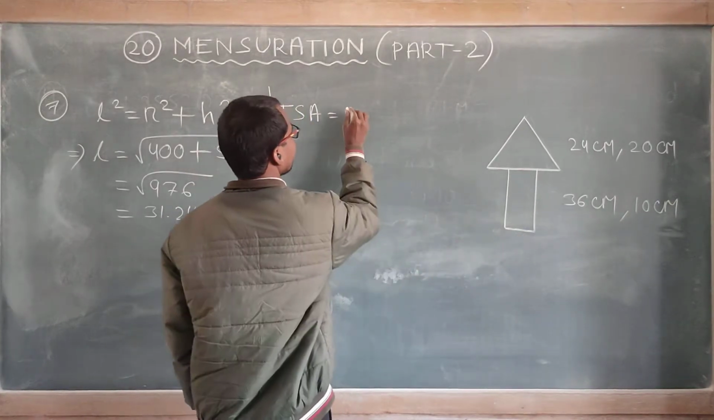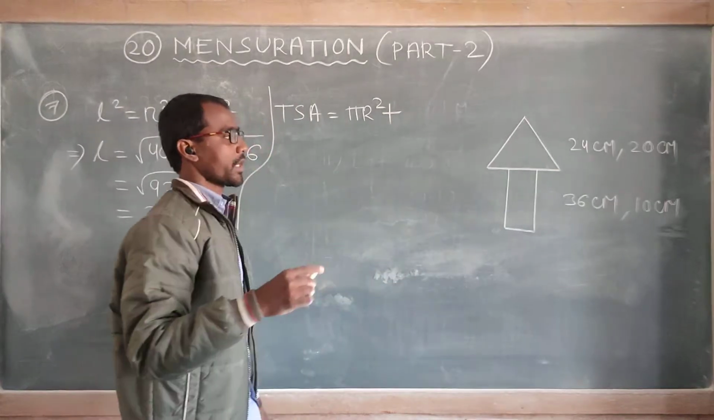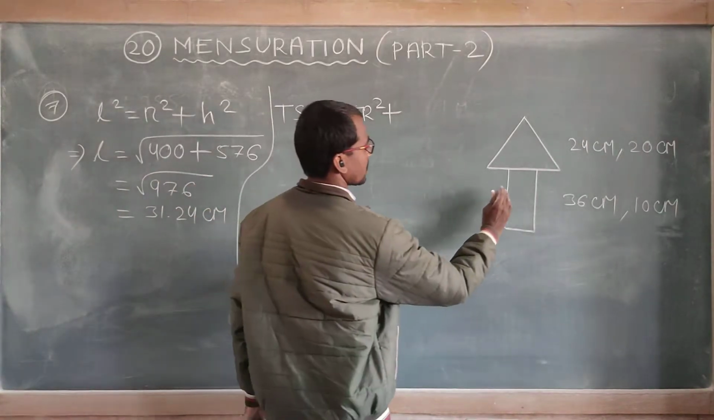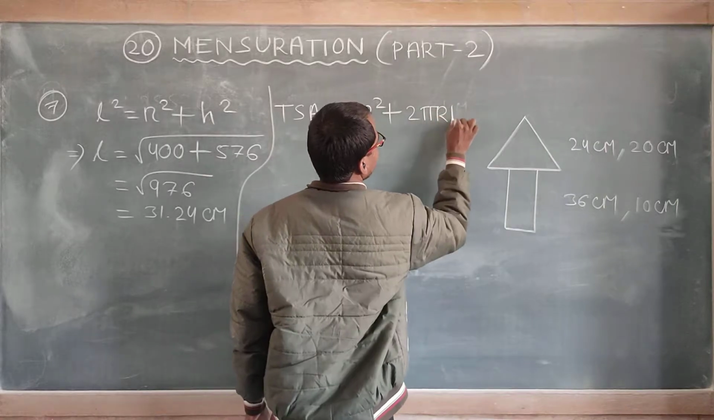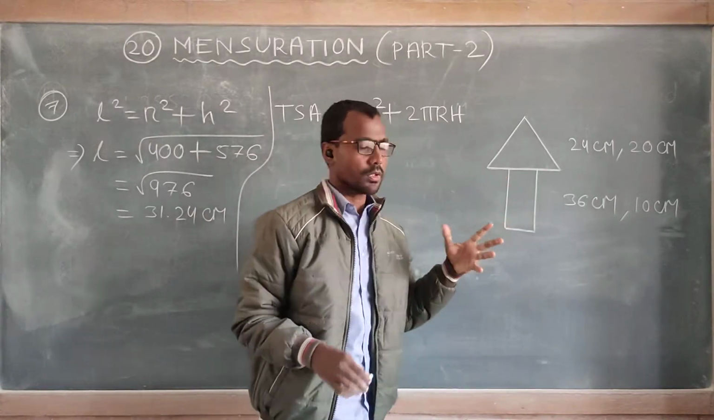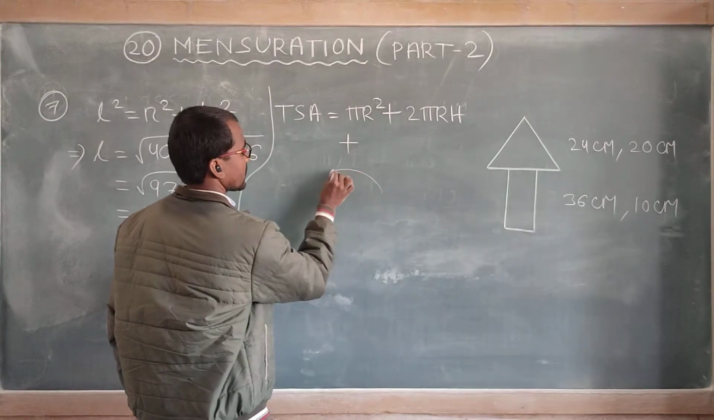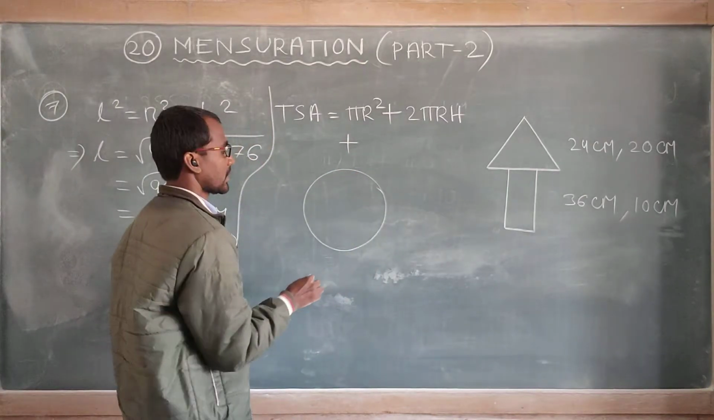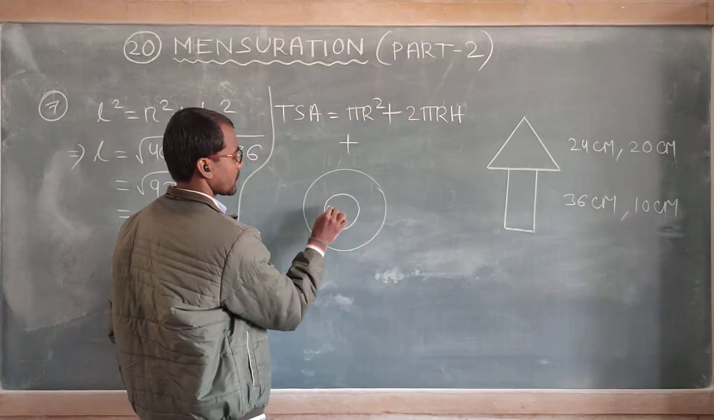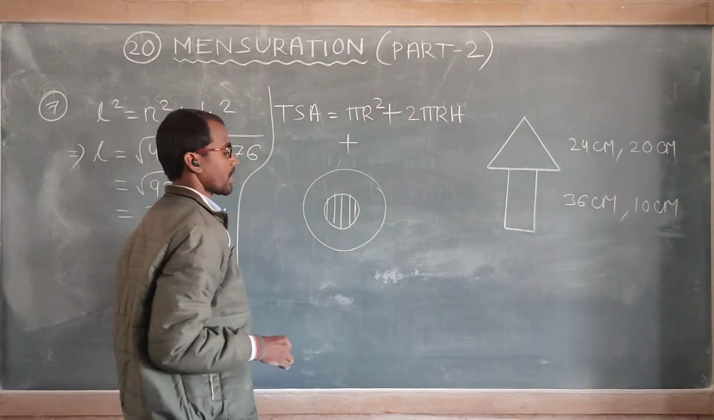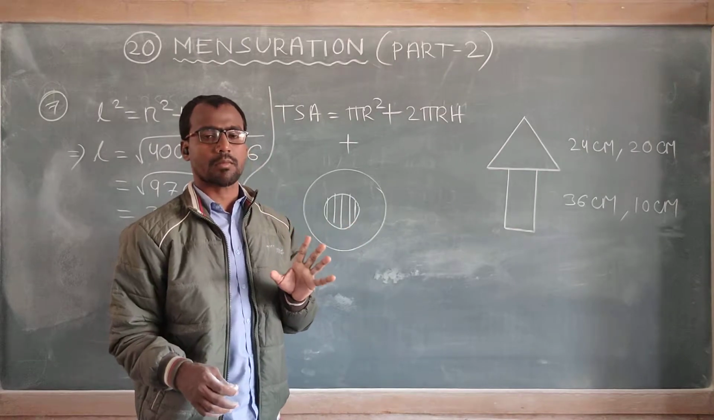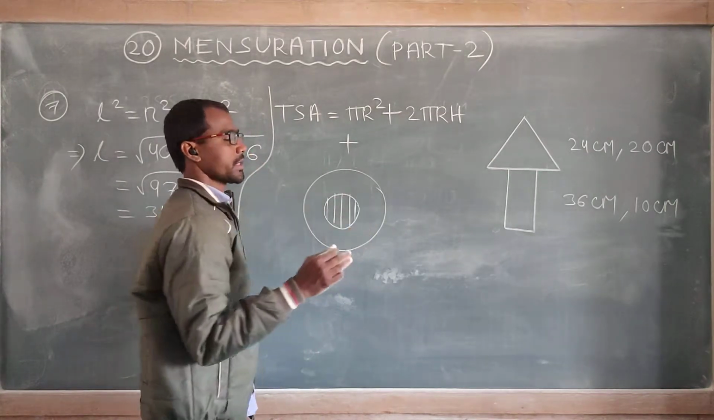Area of the base of the cylinder is pi R square. I am taking capital R and capital H for the cylinder, small r and small h for the cone. Pi R square for the cylinder. Then the curved surface area of the cylinder is 2 pi R H. Then, suppose this is the base of the cone and one end of the cylinder is attached to the base of the cone like this. This part is closed, so we will not take it into consideration in case of area. You have to take this part, which is a circular ring or annulus.